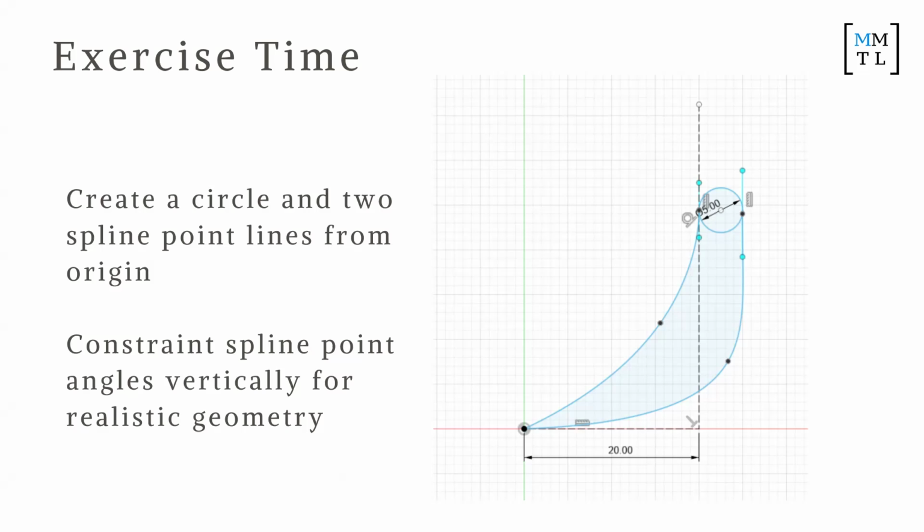Try and copy this design if you can. I've used a construction line set 20 millimeters off the center point of the origin. And then I've made a 5 millimeter diameter circle, and I've set a tangent constraint. And I've made spline points, 3 of them, to connect up to the circle.